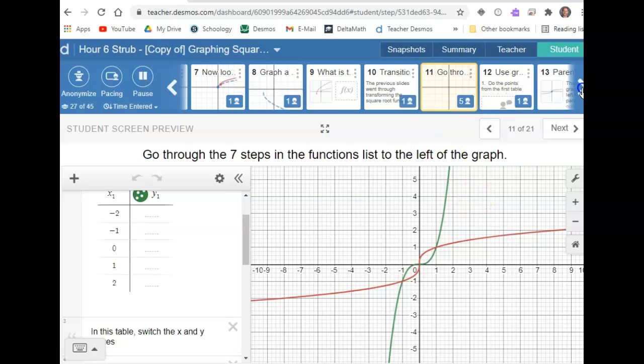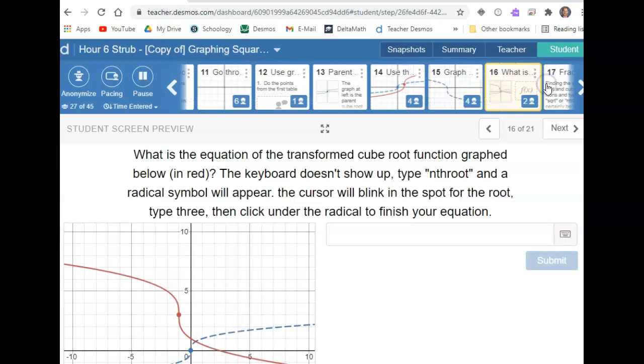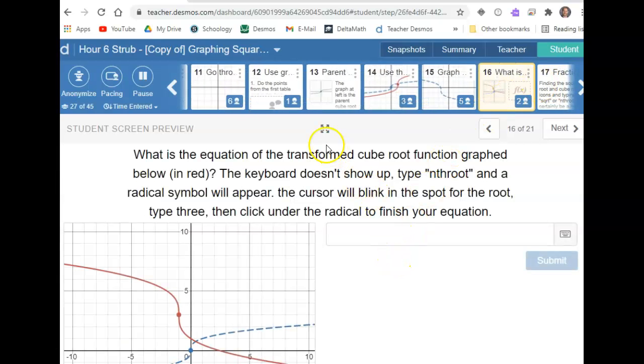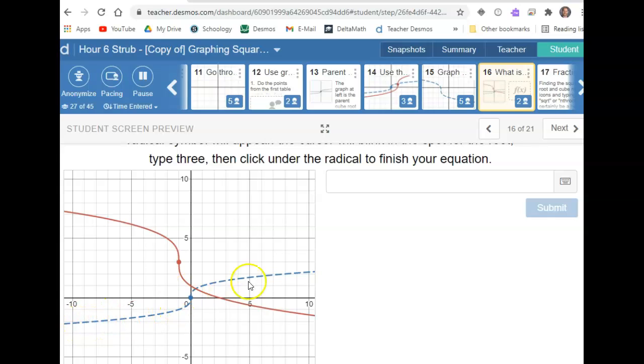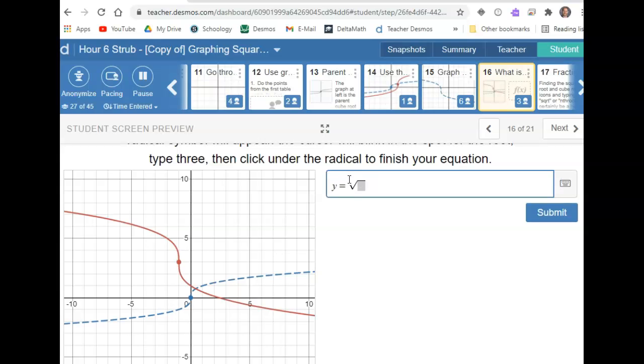Okay. And then the other question was about slide 16. Slide 16 says, what is the equation of the transformed cube root function graphed below in red? So the blue one is the parent function, and we do that just so you can identify where the start was. And then you have to say, okay, well, what is now the cube root function? So you have to type the cube root function in. So I would do something like this. And we know it's a cube root function.